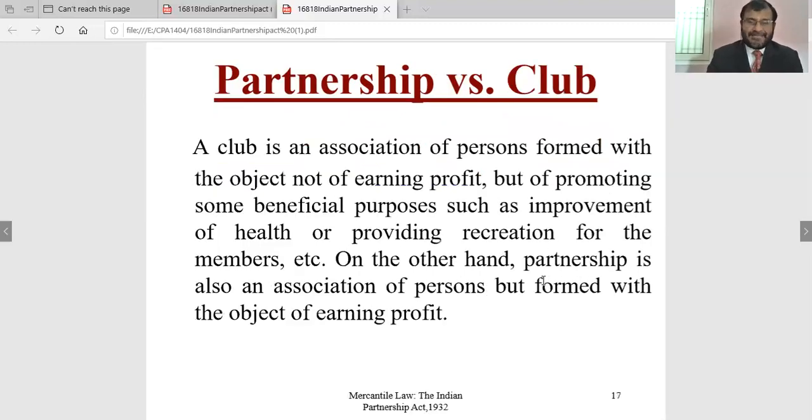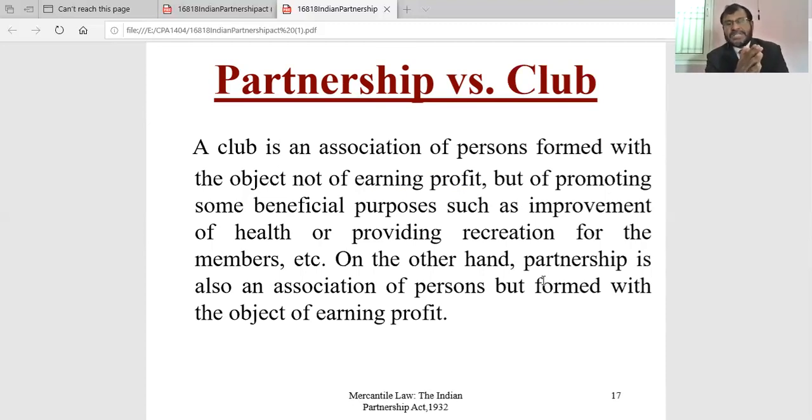We will compare partnership versus club. We will see what a club is. Most of you will be a member of some clubs, various clubs like Lions Club, Rotary Club, and various clubs to promote sports activities, cultural activities and others. We will see what is the difference between partnership and the club.